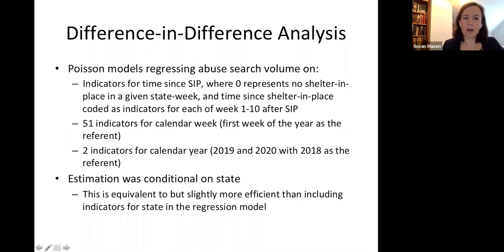So our analysis, we ended up with Poisson models regressing abuse search volume, by which I mean abuse searches divided by total searches, on indicators for time since SIP, where 0 represents no SIP in a given state week, and time since shelter in place is coded as indicators for each week of 1 to 10.